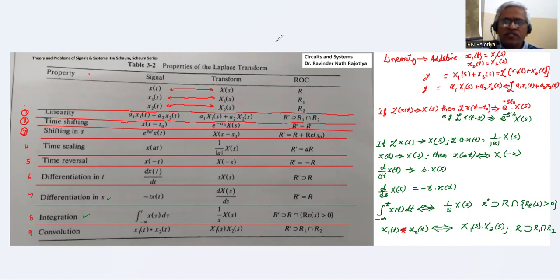So that's all in this lecture. Hope you memorize all these properties, because they will be most useful in simplifying electrical or any other engineering problems.